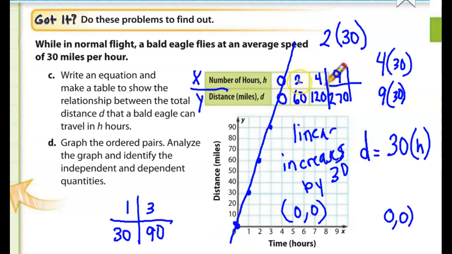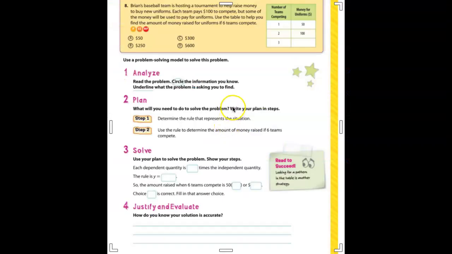So in the end, we have a linear graph that goes through the origin, and for every hour that we go, we are going to increase our distance by 30 miles.